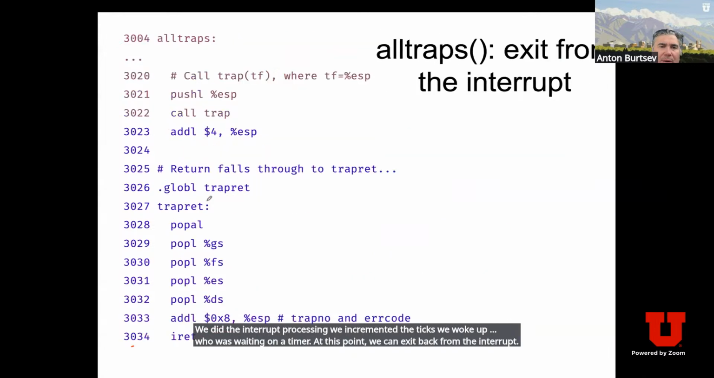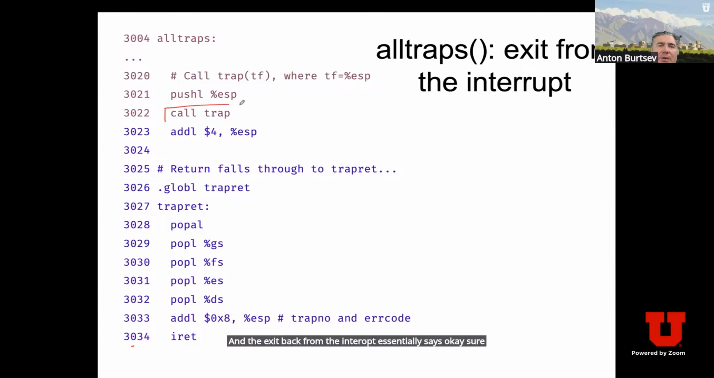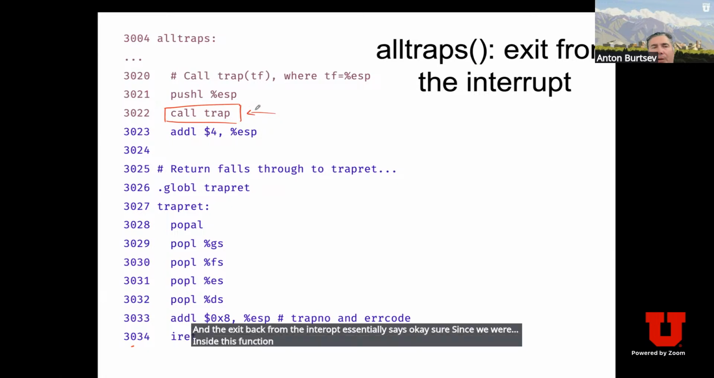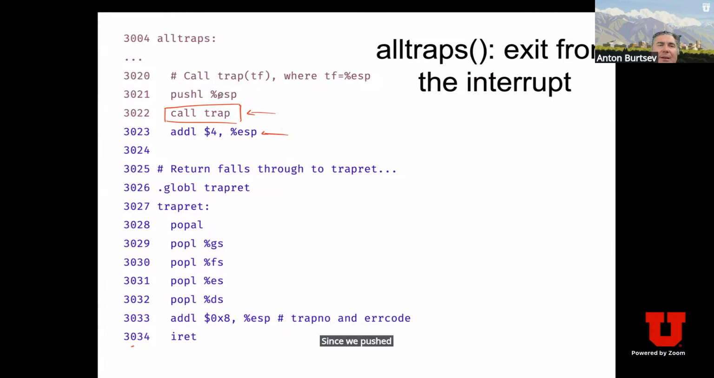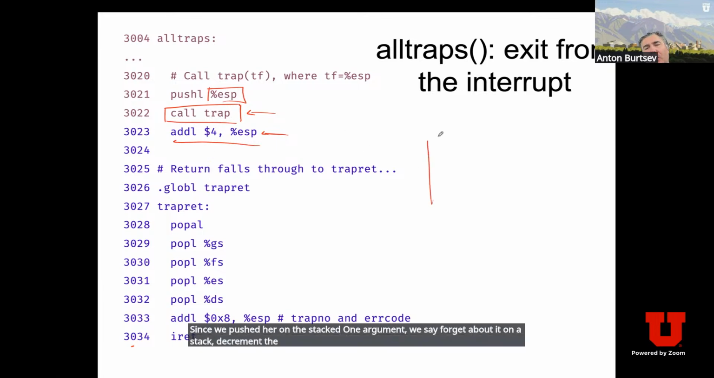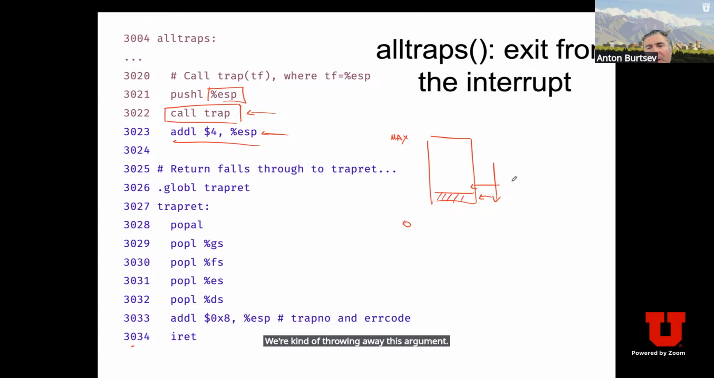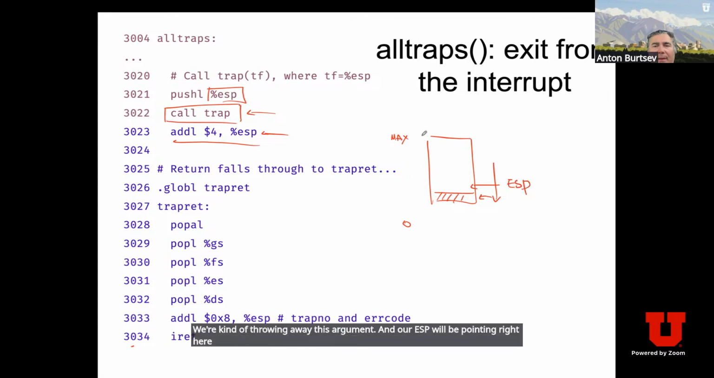And the exit back from the interrupt essentially says, okay, since we were inside this function, the normal C function returns. It will obviously return here. Since we pushed one argument on the stack, we say, forget about it. The stack grows down, right? So if this is the max address and this is 0, by adding 4 bytes to the ESP pointer, we are throwing away this argument, and our ESP will be pointing right here, right? And this is exactly where we have our trap frame again. Make sense?